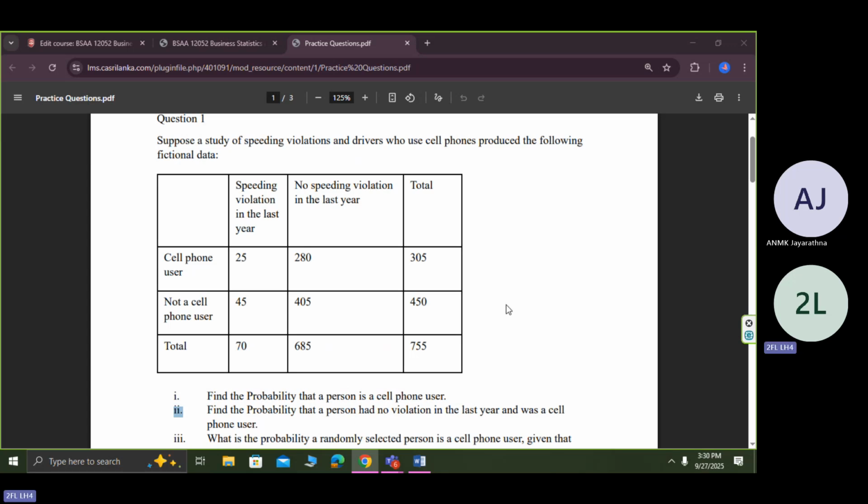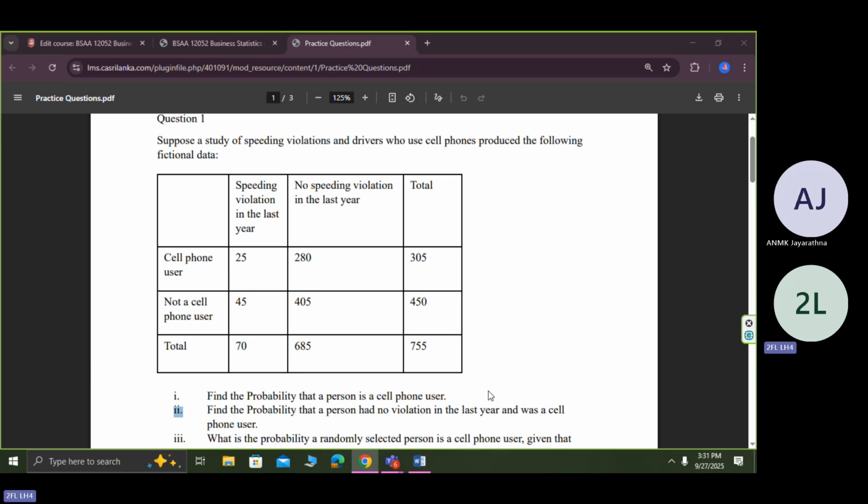Okay. What is the answer for the Roman number 1? Find the probability that the person is a cell phone user. Then here we consider only one event. Which concept can we use here? Marginal probability.